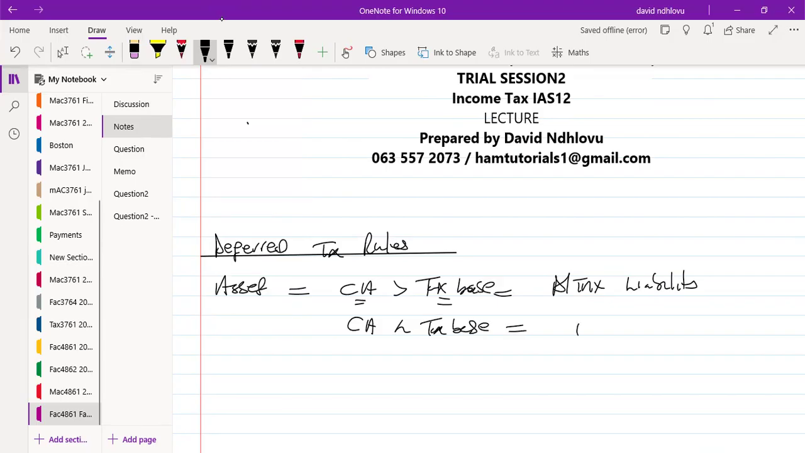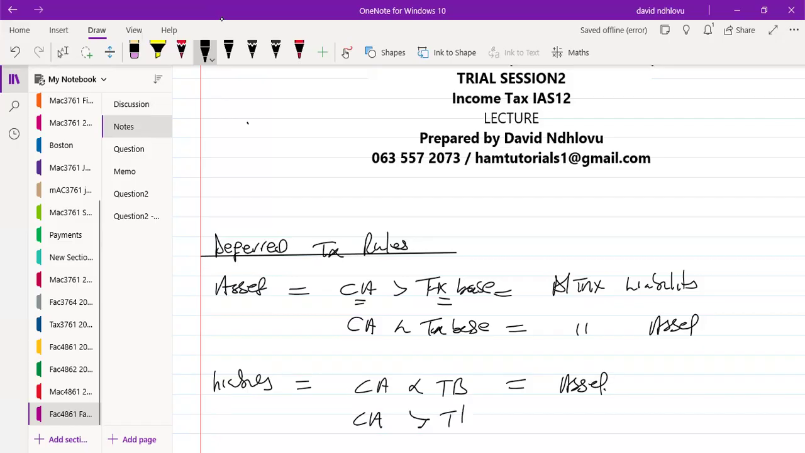Right? So this gives a deferred tax asset. It's the opposite. Liabilities are the opposite of assets, which means if the carrying amount is smaller than the tax base, then you are dealing with an asset, right? If the carrying amount is bigger than the tax base, then you are dealing with a liability. So these are called the deferred tax rules when you apply the statement of financial position approach.